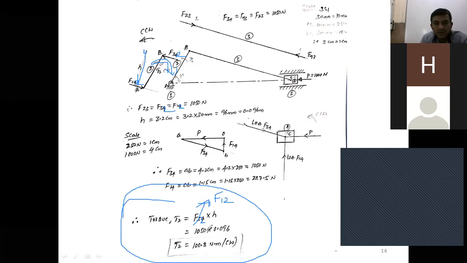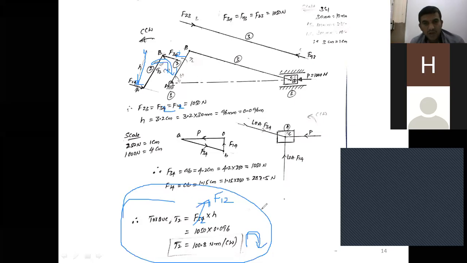Now F32 is how much? 1050 Newton. F32 into h is how much? 0.096. Then we'll get torque as 100.8 Newton meter. That produces what direction here? Clockwise direction. Now the body is under equilibrium, the slider crank mechanism in equilibrium condition.